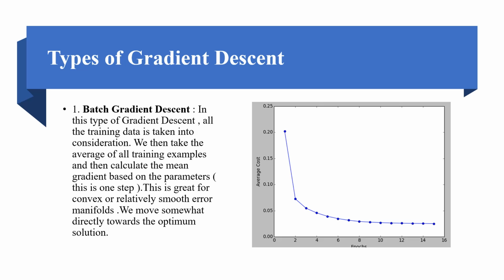There are a lot of advantages and disadvantages of this. As you might see, all the training data is taken into consideration in a single step, which means a lot of computing resources are used, and it takes a lot of time. So it's basically good to use where you have a convex or relatively smooth error manifold, so that the algorithm goes on faster. But yeah, this is what batch means here. Batch means everything. They're taking the whole thing.